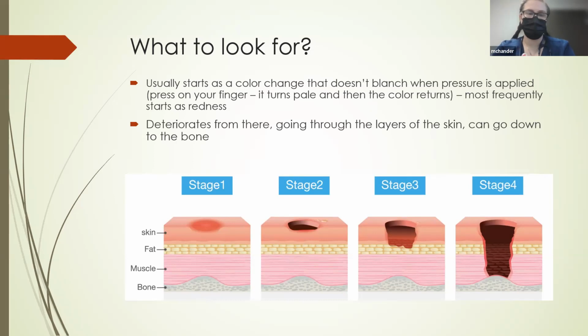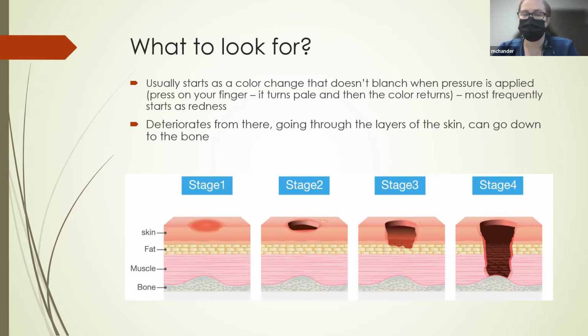So you can see here, I've got a little diagram with the different stages. Stage 1, you just have that redness. There's no open area. It hasn't penetrated below the layer of the skin. Stage 2, you have a little bit of openness or sometimes a lot of openness, but it is still in that first layer of the skin. It hasn't penetrated to the fat, to the muscle, the bone. Stage 3 is where you start having more issues. That usually means it's penetrated down to the fat. You can start seeing more risk of infection, more risk of necrotic tissue, more drainage. So stage 3 is where we start having more trouble healing.